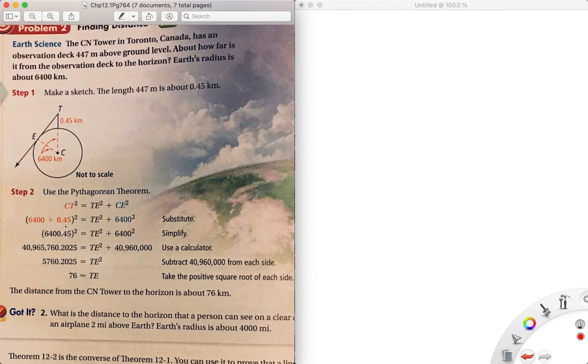64 plus 0.45, squared, the hypotenuse, is equal to TE, which is the tangent line, squared, plus 6400, which is the radius of the Earth, squared. They add the 64 plus the 0.45, square it, subtract, and square root it, and you get that TE, the distance from the observation deck to the horizon, is 76 kilometers.